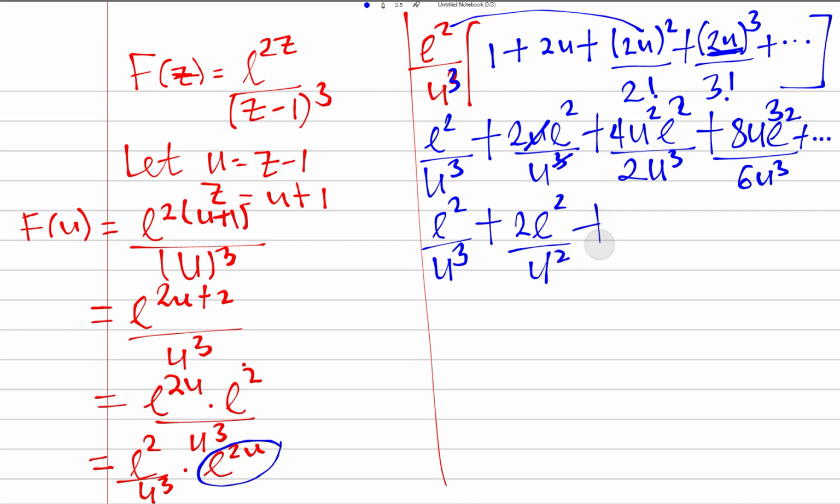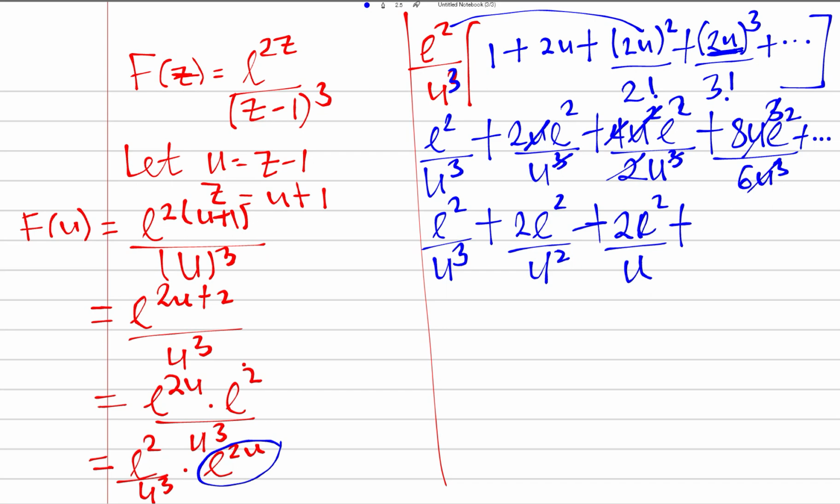Then plus 2, cancel 2 here, so this will remain 2. Then u squared, we cancel 1 here, so this is 2e squared over u. Plus, what will I have here? u raised to power 3, we cancel u raised to power 3.